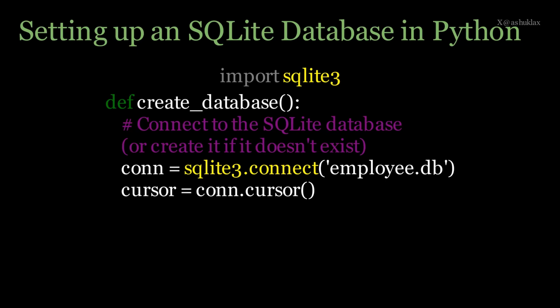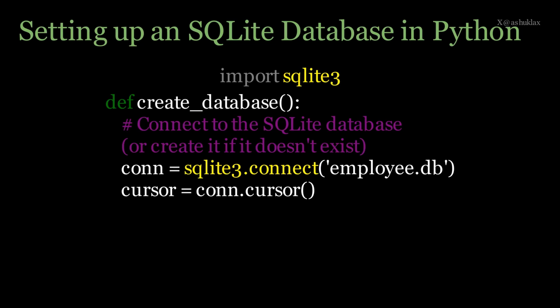Let's write def create_database. So def is the keyword used to define a new function, and create_database is the name of the new function. Now we need to connect to this SQL database or create it if it does not exist. So here, first we write conn = sqlite3.connect('employee.db'). conn, C-O-N-N, is a variable that will hold the connection object, and the assignment operator equals sqlite3.connect.